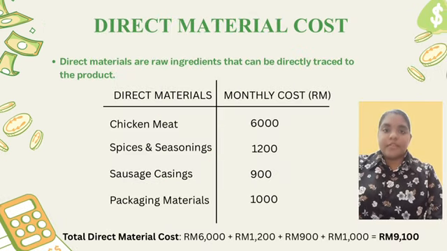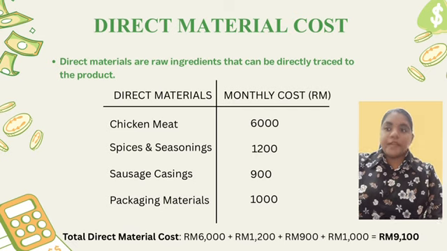Next, I'll be explaining about the direct material cost. Direct materials are raw materials that can be directly traced to the product. For Fresh Bite, the main direct materials used in producing chicken sausage include chicken meat, spices and seasoning, sausage casing, and also packaging materials.